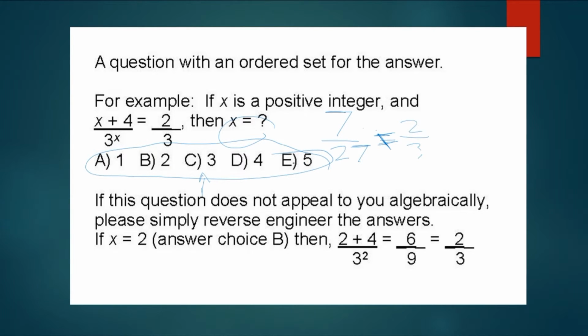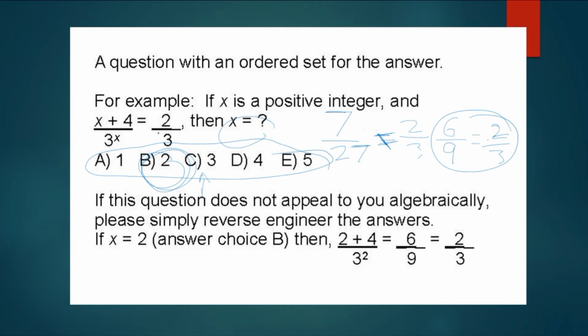The fractions get a little weird as far as deciding whether to go higher or lower, but let's just try going lower. So here, 2 plus 4, what's 2 plus 4? 2 plus 4 is 6, and 3 squared is 9. That's looking a lot more promising. Is that equal to 2 over 3? Well, in fact, it is. That's the answer we want, and we can get there just by reverse engineering this.